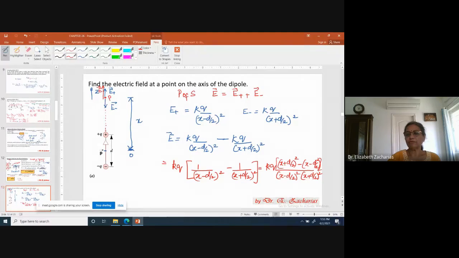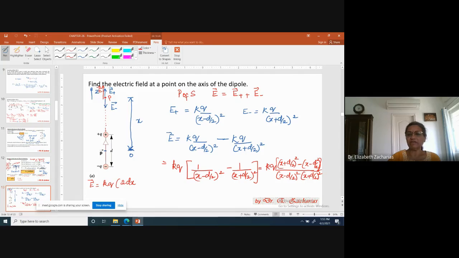I just have to open the bracket, that's all. So open the bracket. Therefore, the electric field is going to be equal to kq, then here x square minus x square, then d by 2 square, d by 2 square will get cancelled out. Then what will I have? I will have a 2.